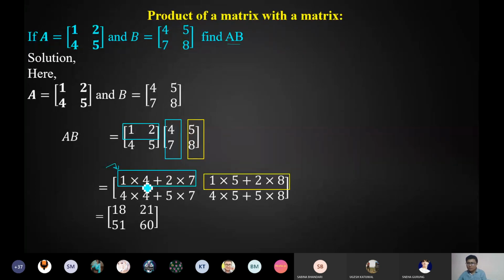So 1 4 is a 4. 4 plus 14 is 18. And 5 plus 16 is 21. 16 plus 35 is 51. Actually, this is the earlier question that we discussed in the previous slide. Okay, this is the product. I hope you understand all these things that we discussed today.